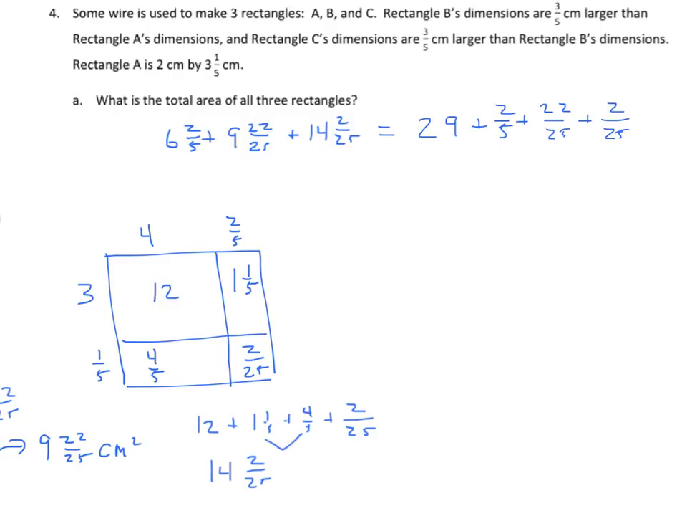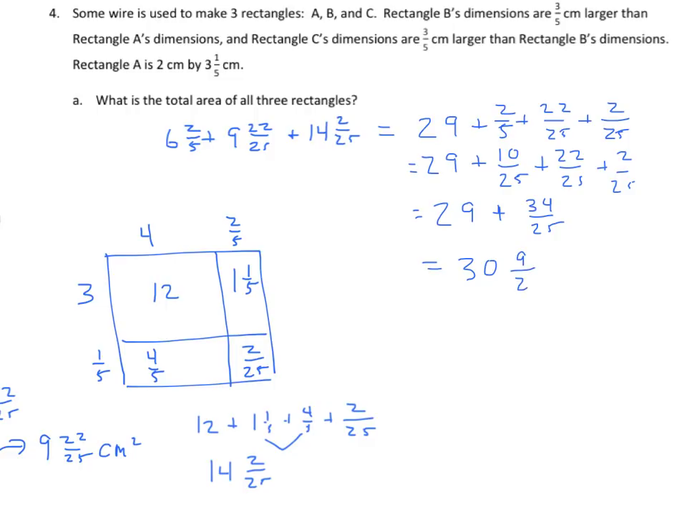Let's find the sum of these fractions. Now I'm simply going to convert my 2/5 to 25ths. So what do we have? 5 times 5 is 25. So I have 2/5 is 10/25, plus 22/25, plus 2/25. I find the sum. That's 29 plus 34/25. And that becomes 30 and 9/25. The unit is centimeters squared.